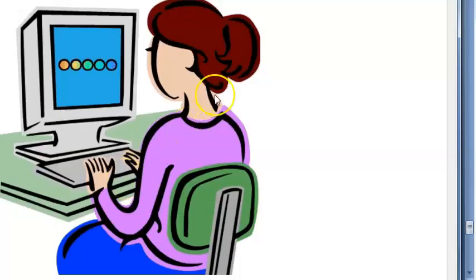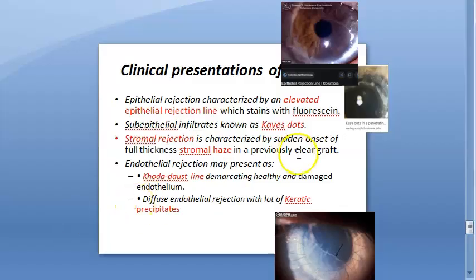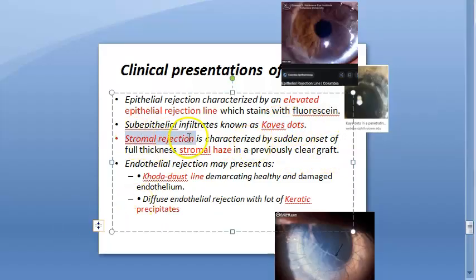What all will you see? You can see some epithelial rejection lines. Then you will see subepithelial dots. What dots were there? Kayser dots. Then you will see stromal haze. Endothelial rejection means the Khodadoust line and keratic precipitates.